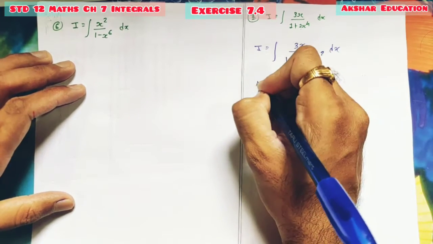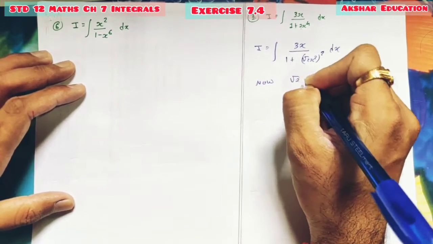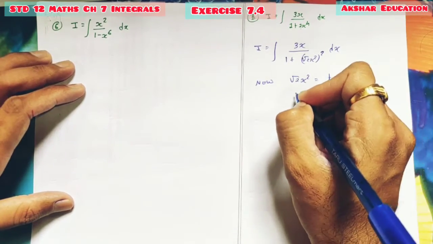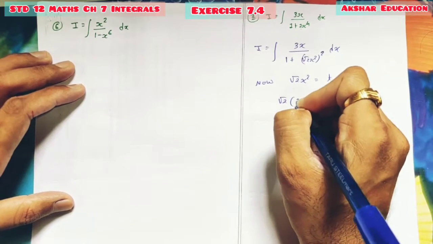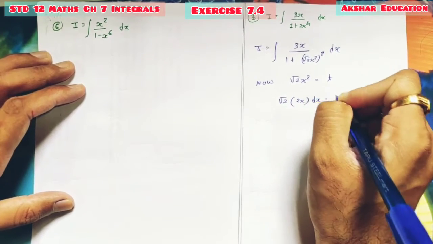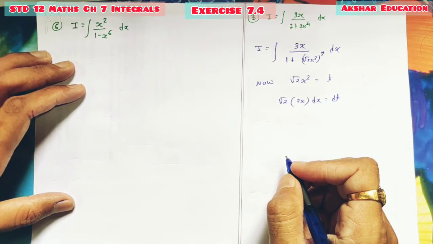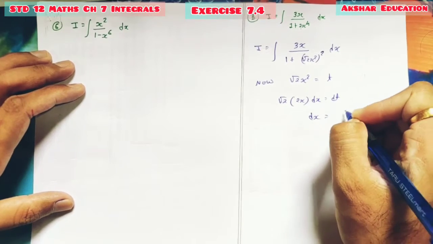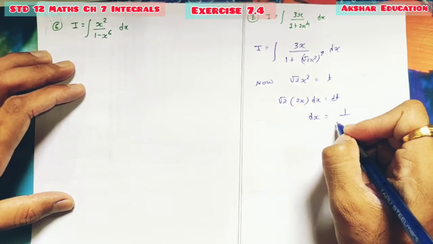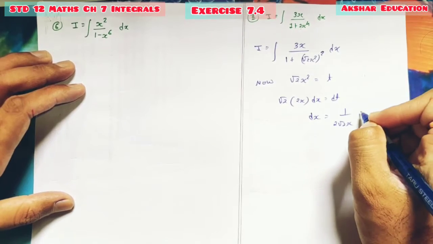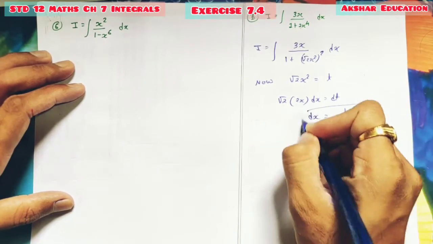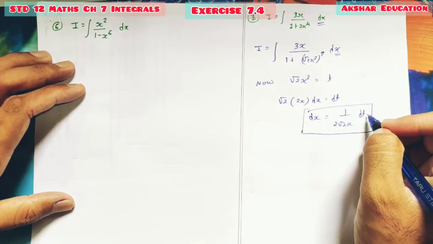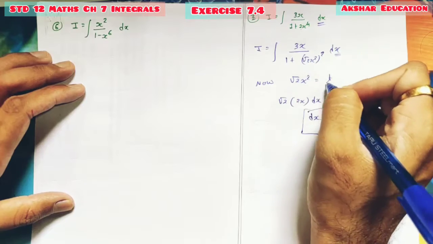So now we can substitute root 2x square equal to t. So differentiation, root 2 constant, this will be 2x dx equal to dt. So now we can replace our dx as 1 upon 2 root 2x dt, replacing this dx with 1 upon 2 root 2x dt, and this root 2x square as t.